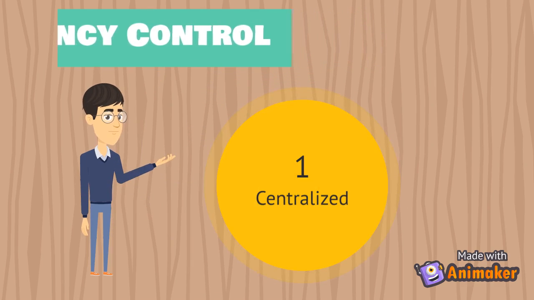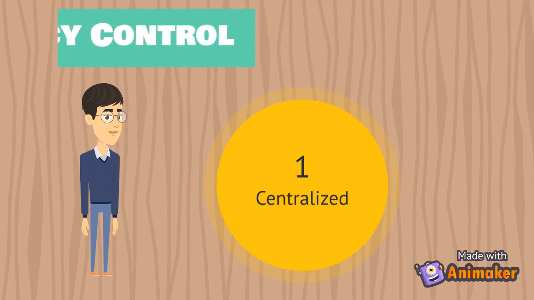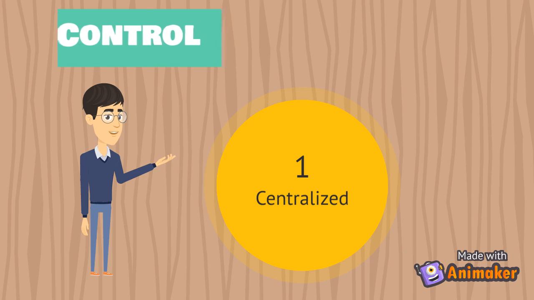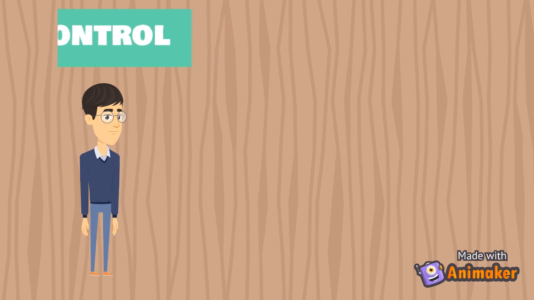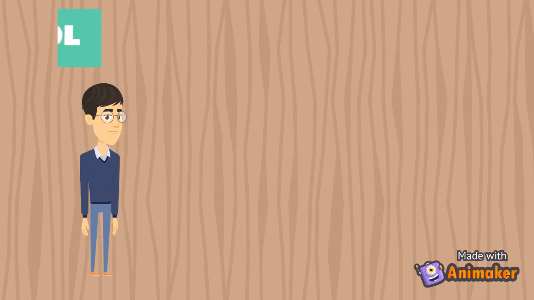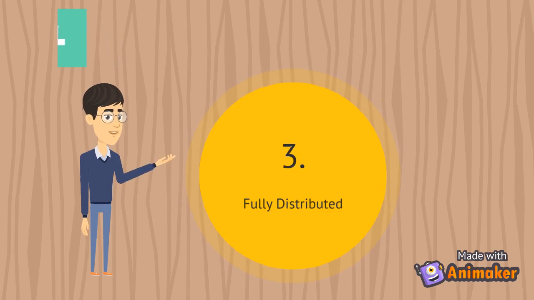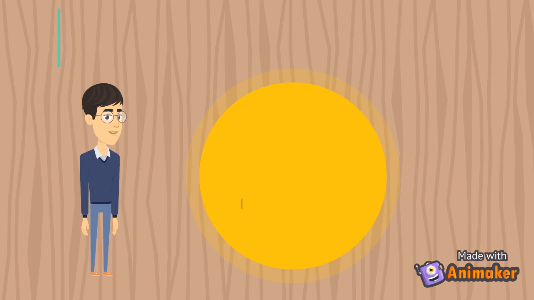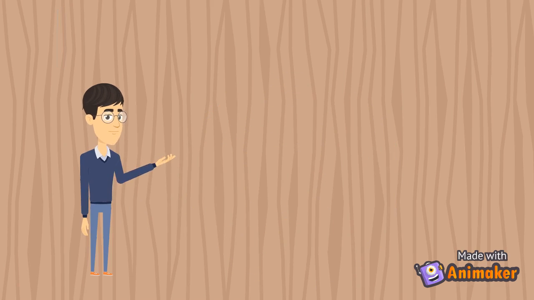1. Centralized. Here a single site is in charge of handling locks and unlock requests for all objects. 2. Primary copy. One copy of each object is designated the primary copy. 3. Fully distributed. Requests to lock and unlock a copy of an object stored at a site are handled by a lock manager at the site where the copy is stored.